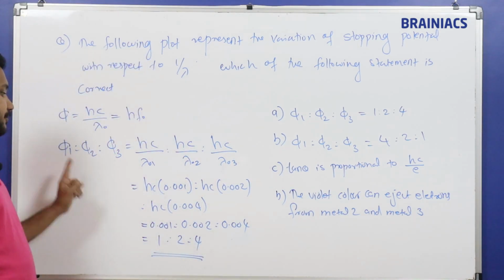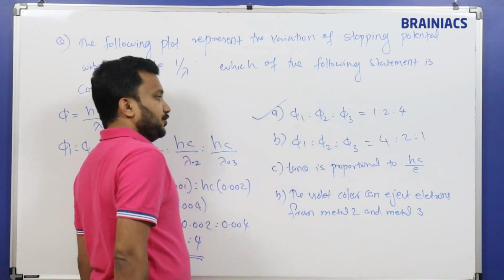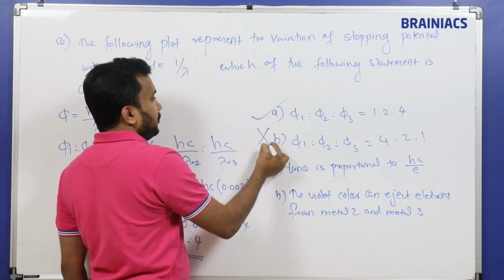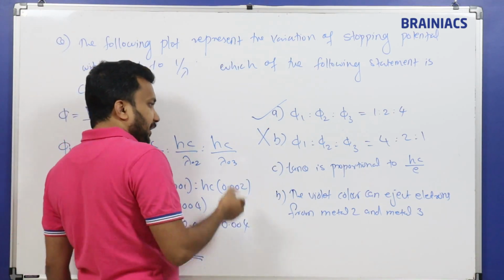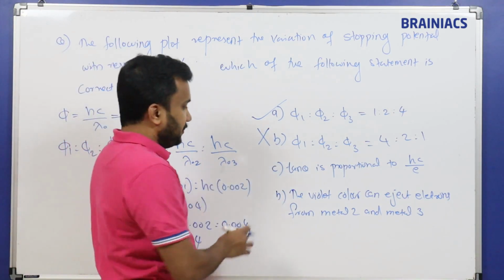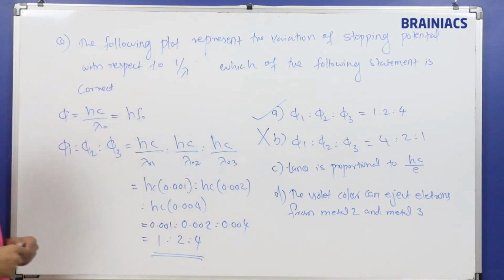So the ratio of the work functions is 1 is to 2 is to 4. So this is the right answer to the question and this is a wrong answer. So these two are verified. Now I would like to see the other two options. This is option D. I would like to see whether the other options are matching or not matching.